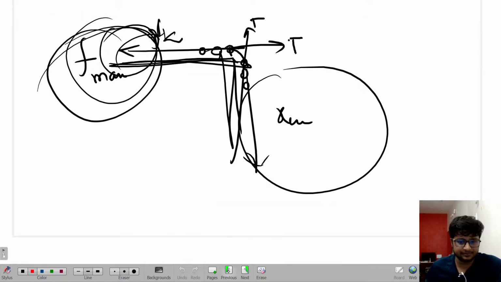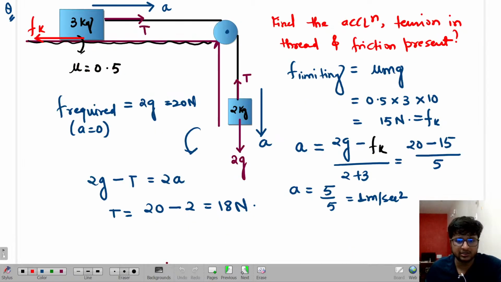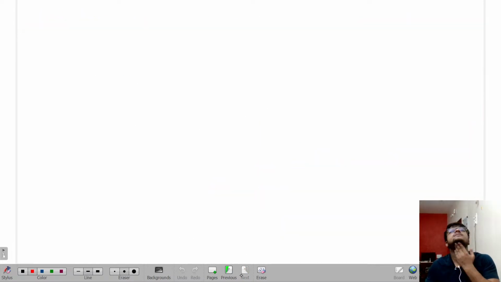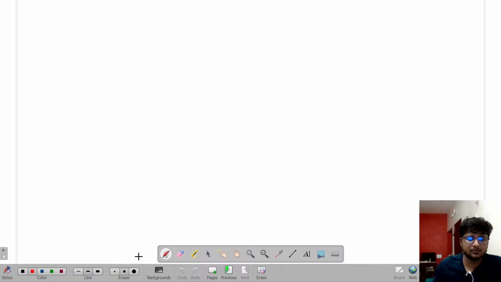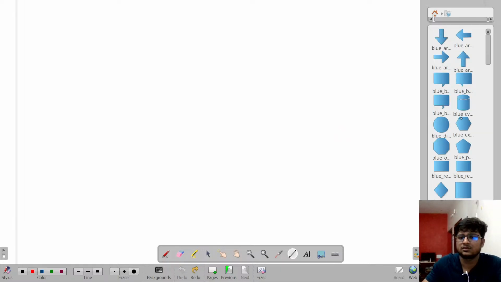So this part is clear. We have done the hemispherical ball, minimum force, this block and all. I think this chain problem is also correct. Now, let us move to one more question, one more type. Okay, let's do this: a time dependent force type of question.